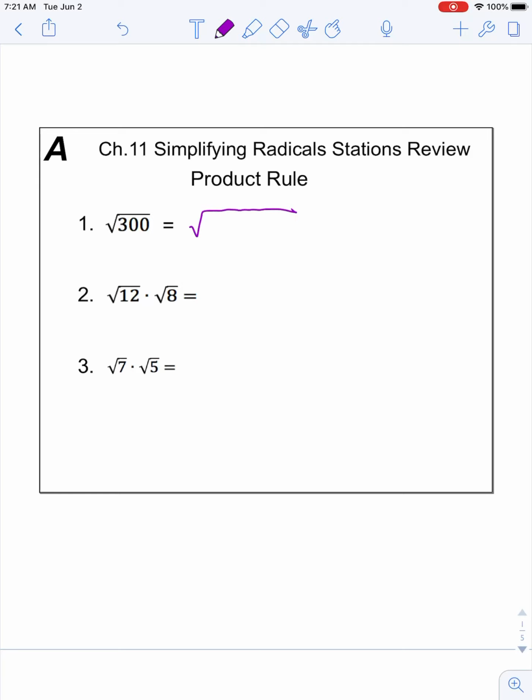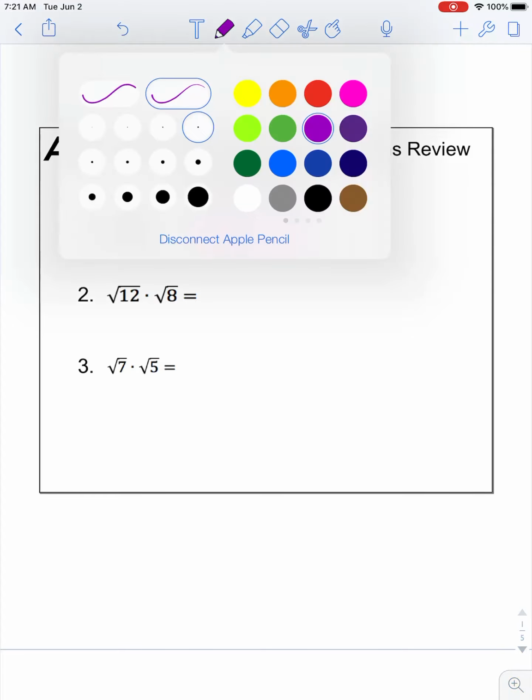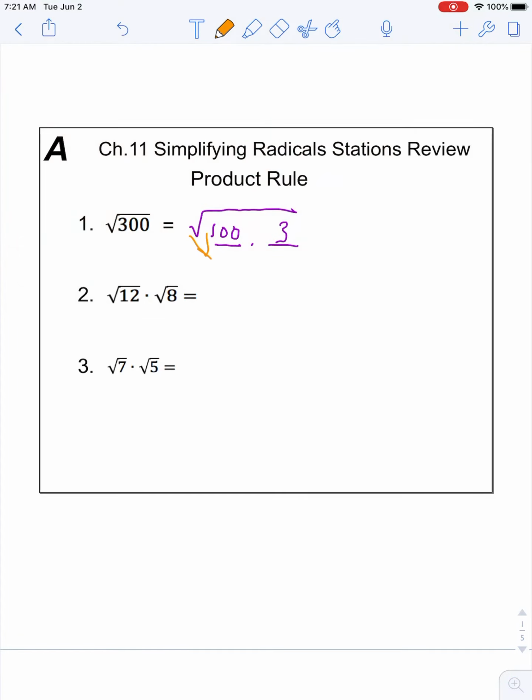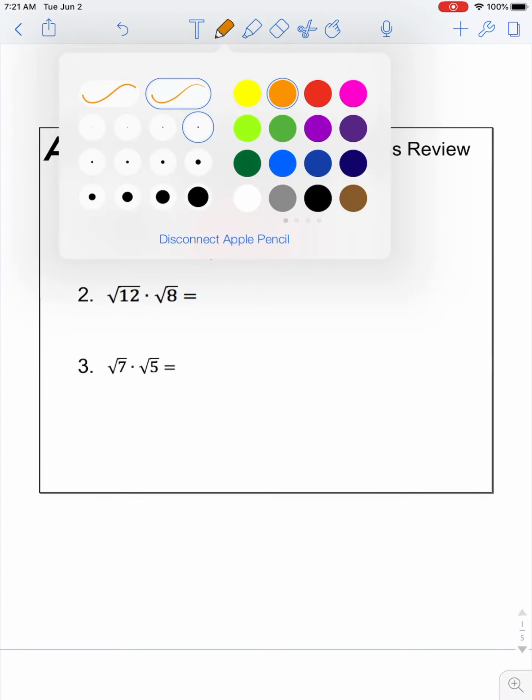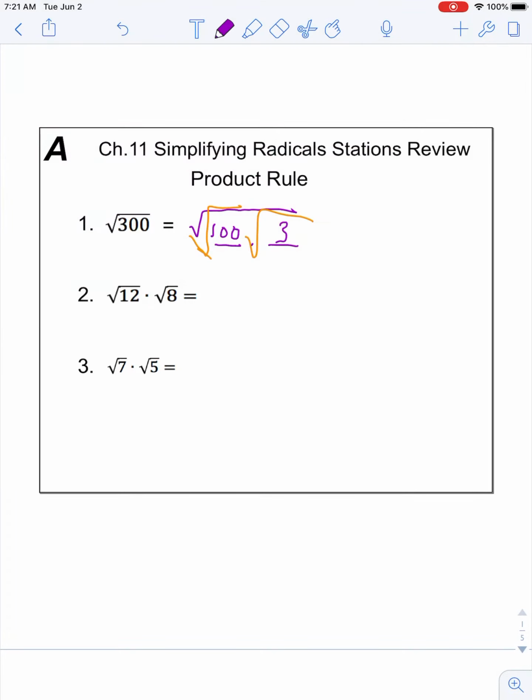Okay, so product rule, we're trying to find two numbers that multiply together to get 300, and one of them has to be a perfect square. Well, 100 is a perfect square, and 100 times 3 makes 300. Then we simplify by using the product property and taking the square root of each independently, separately, and so your final answer would be 10 square root of 3.